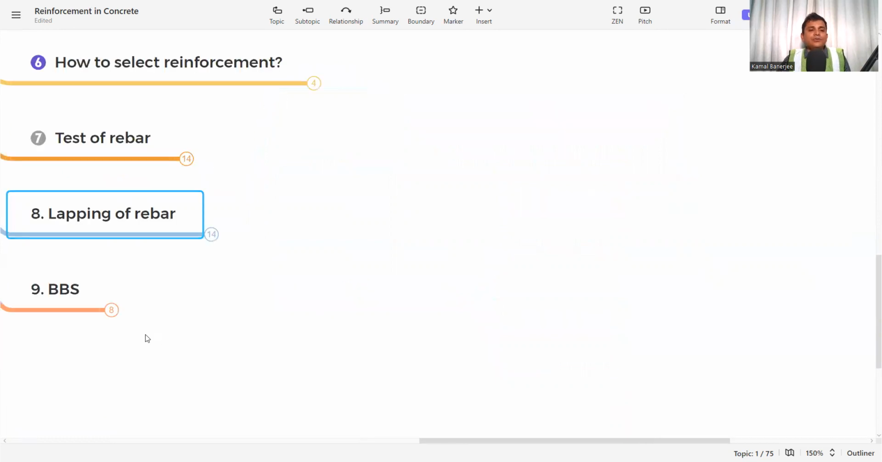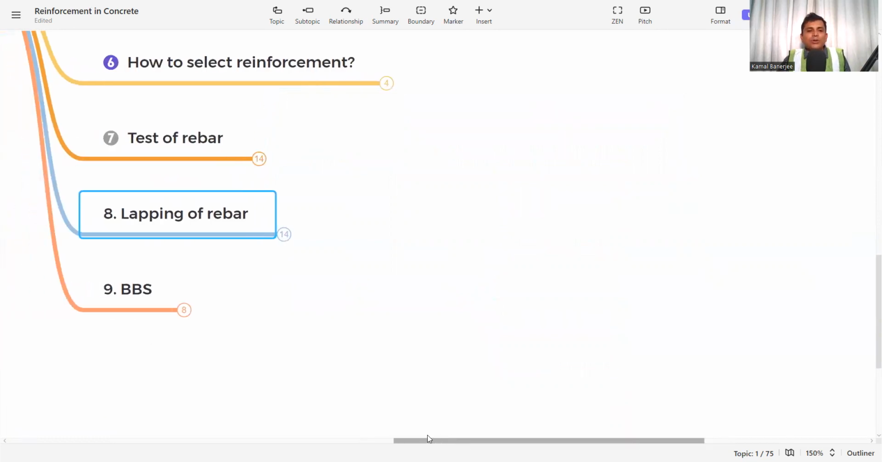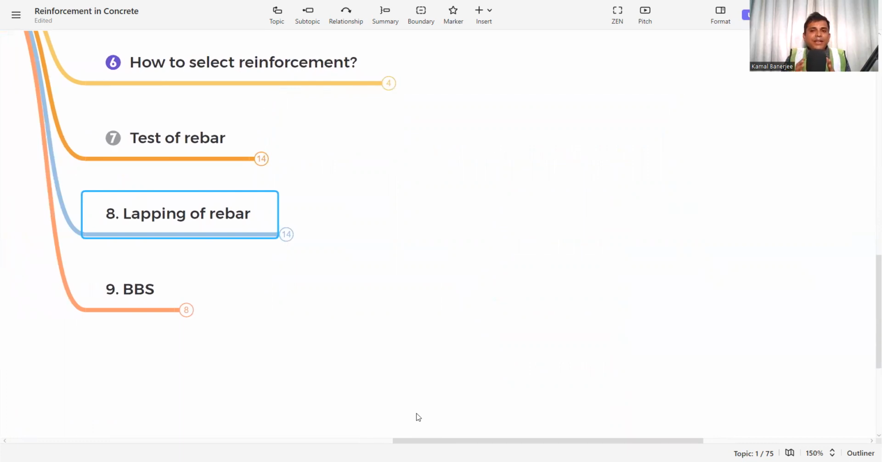Another thing we need to know is BBS. What is BBS? That is bar bending schedule. Now, why is a bar bending schedule required? In the drawing, it will mention 8 torque, both sides, center, 150. Now, maybe it is 7 meter. How will a person cut the bar?